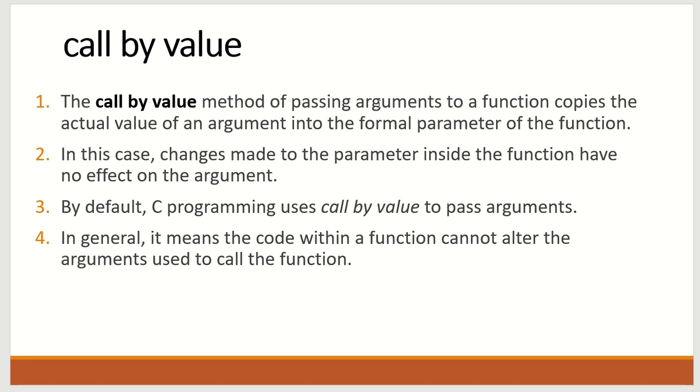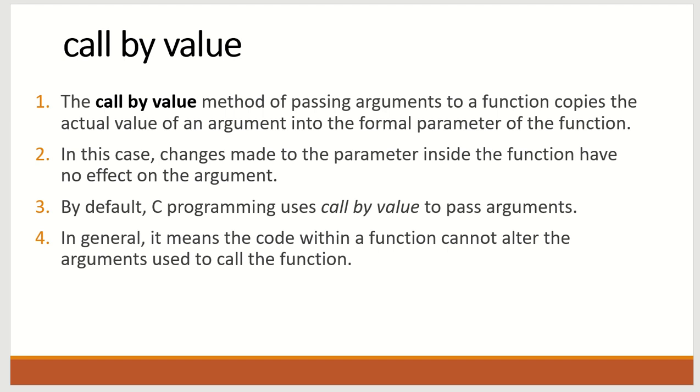The call by value method of passing argument to a function copies the actual value of an argument into the formal parameter of the function. So in this case, changes made to the parameter inside the function have no effect on the argument. By default, C programming uses call by value to pass arguments. In general, it means the code within function cannot alter the arguments which are used to call the function. So this is just a theoretical explanation.